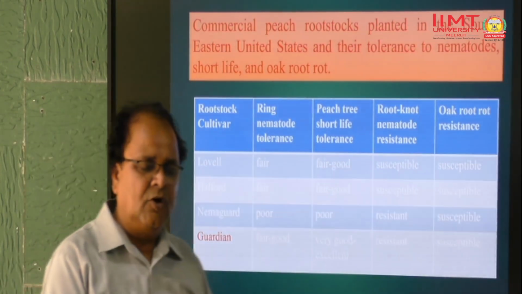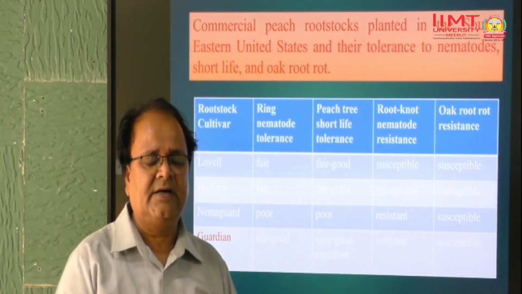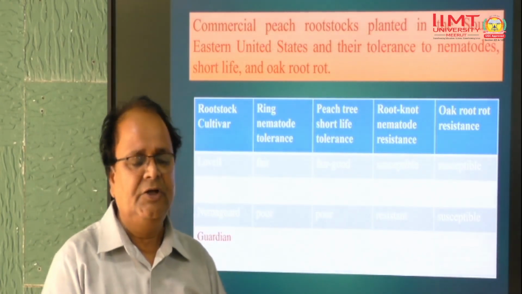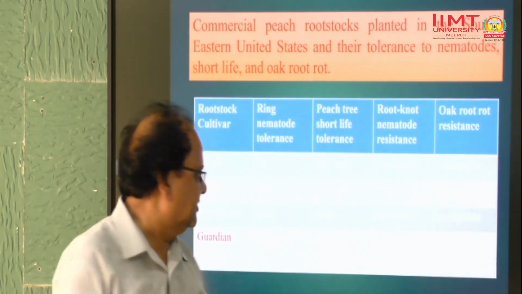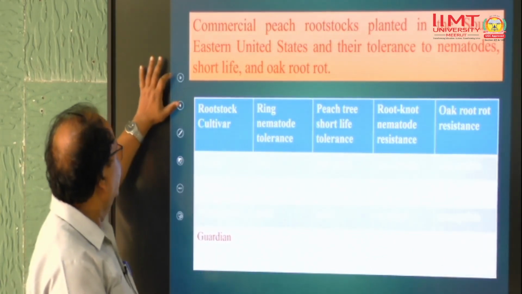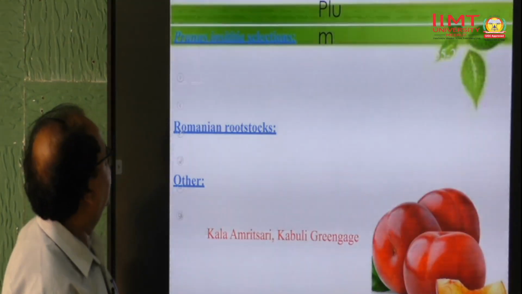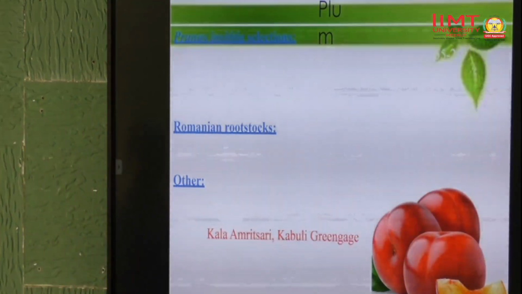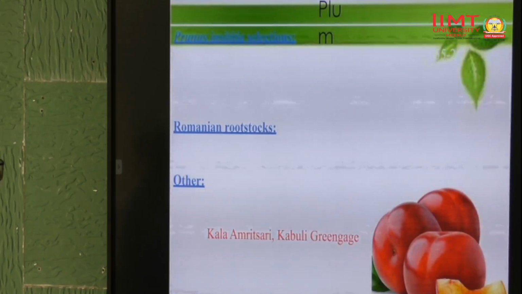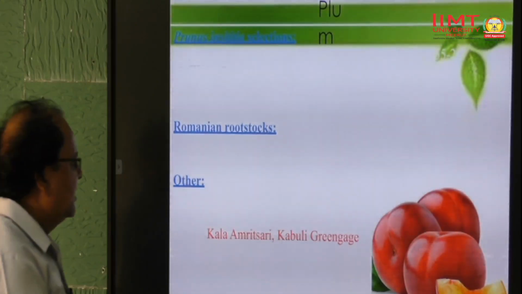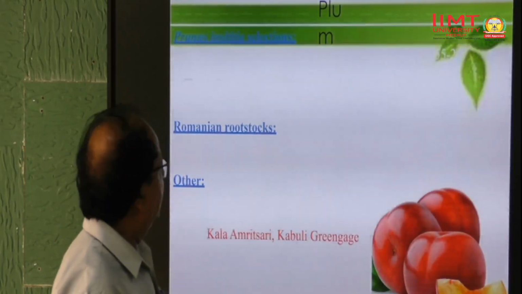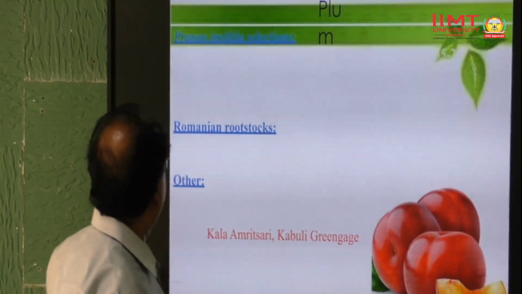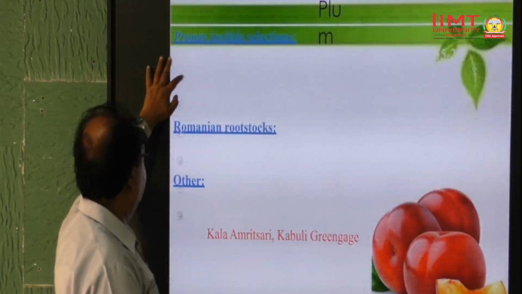So rootstocks play an important role in temperate fruit production. The different types of rootstock have different characteristics. Here for the plum, Romanian rootstocks are used: Kalamrasar, Kavli and Green Gage are used as plum rootstocks for production of high quality fruits in the plum.